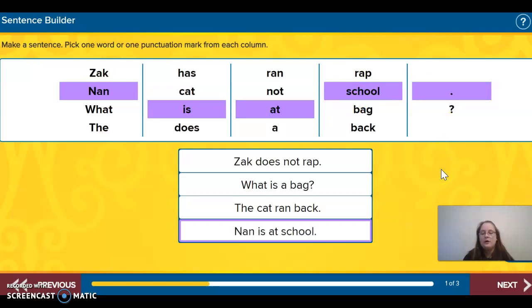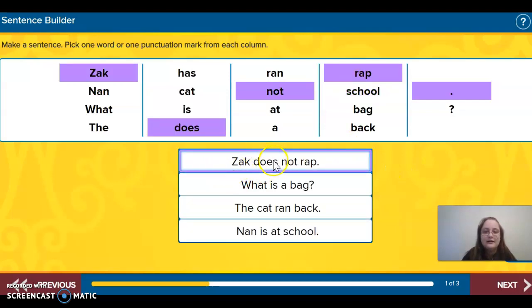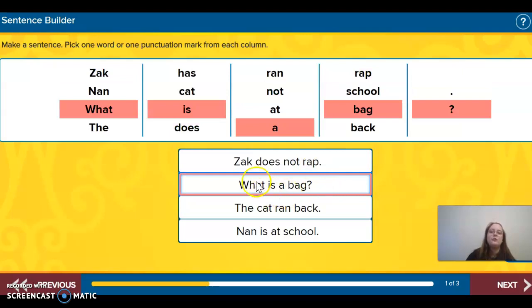So we're going to read them twice all together. Zach does not rap. So let's read that twice. Zach does not rap. Again, Zach does not rap. Now let's read our next one. What is a bag? We're going to read it twice together. Here we go. What is a bag? One more time. What is a bag?